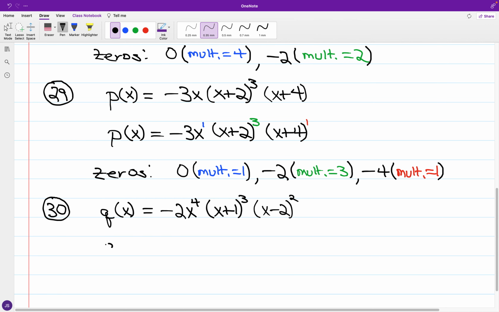And so I'm just going to rewrite this, just stressing the degrees. So again, we have negative 2x to the fourth, times the quantity x plus 1 cubed, times the quantity x minus 2 squared.